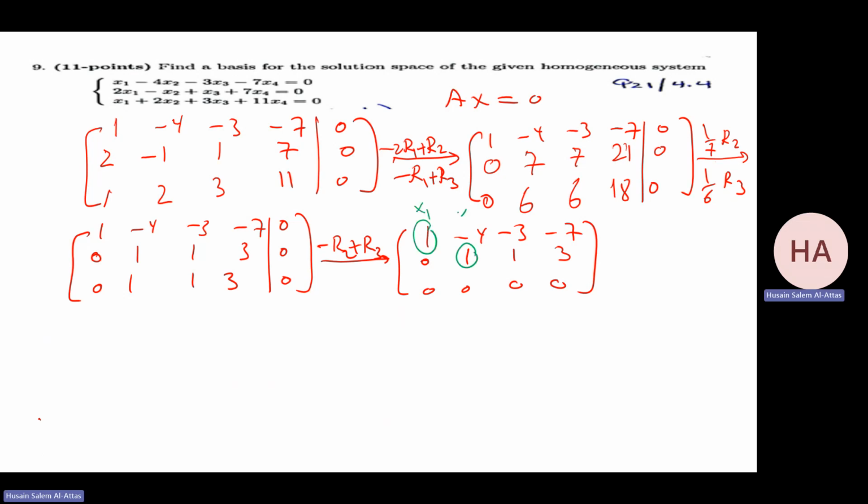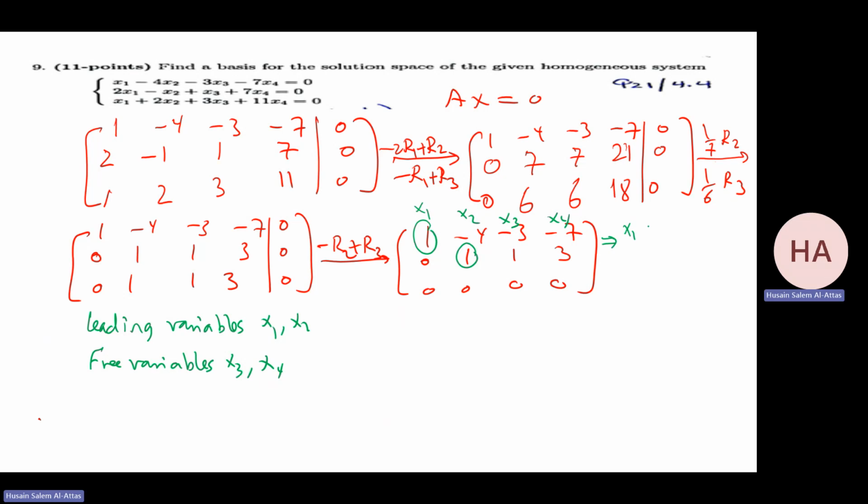I have x1, x2, x3, x4. So leading variables: x1, x2. Free variables: x3, x4. As we said before, this is not the only solution. You can do it in a different way.